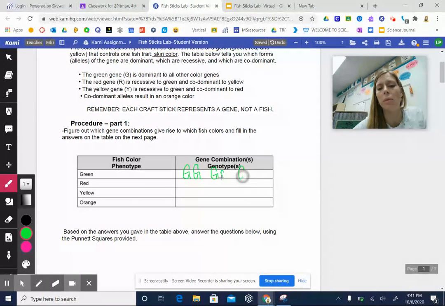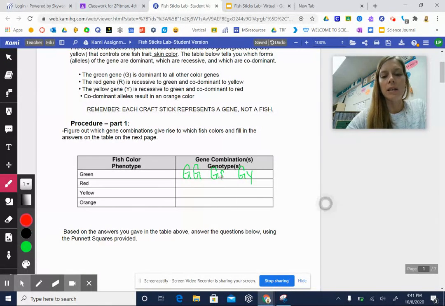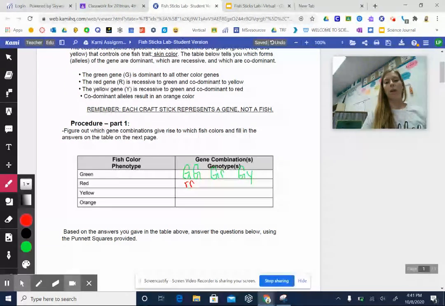So that also applies to yellow. As you're working, if you get a green strip and a yellow strip, that means you have a heterozygous dominant green fish. So the fish will be green. All right, for red, it could be written as 2 R's. That's the only way that you're going to end up with a red fish, because green is dominant and it's going to take it over.